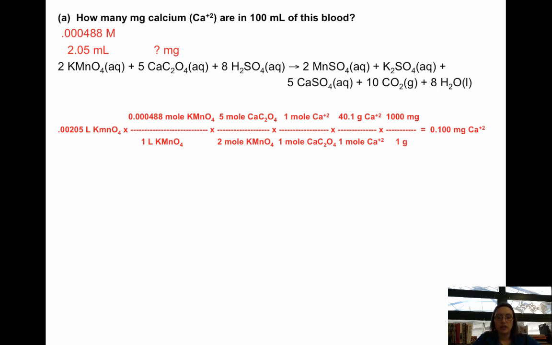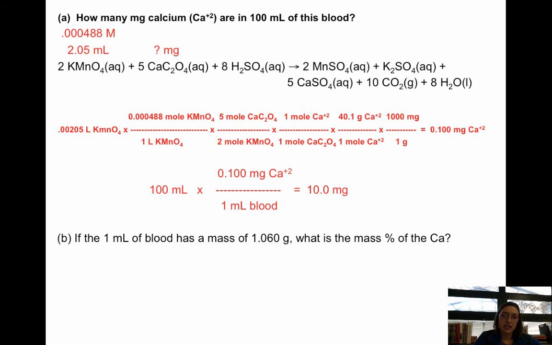Now what you need to do is think about what this represents. Look back at the problem and read how much was used. What volume of blood was used for this titration? Well, the answer was 1. So it's 0.100 milligrams of Ca2+ for every 1 milliliter of blood. But we don't want just 1 milliliter of blood, we want 100. So we have to actually multiply our answer by 100 milliliters in order to get 10 milligrams of Ca2+. So when the question says how many milligrams are in 100 milliliters of this blood, the answer is 10.0 milligrams.